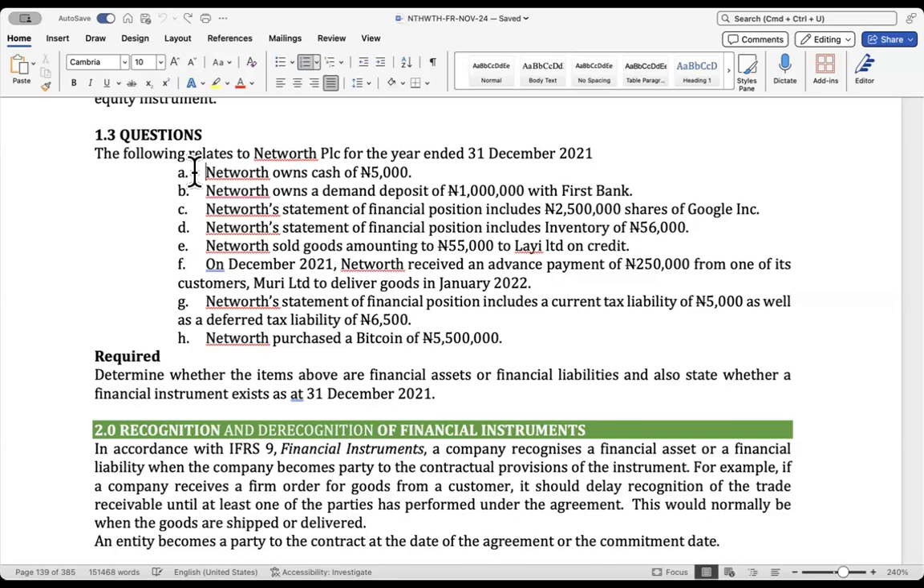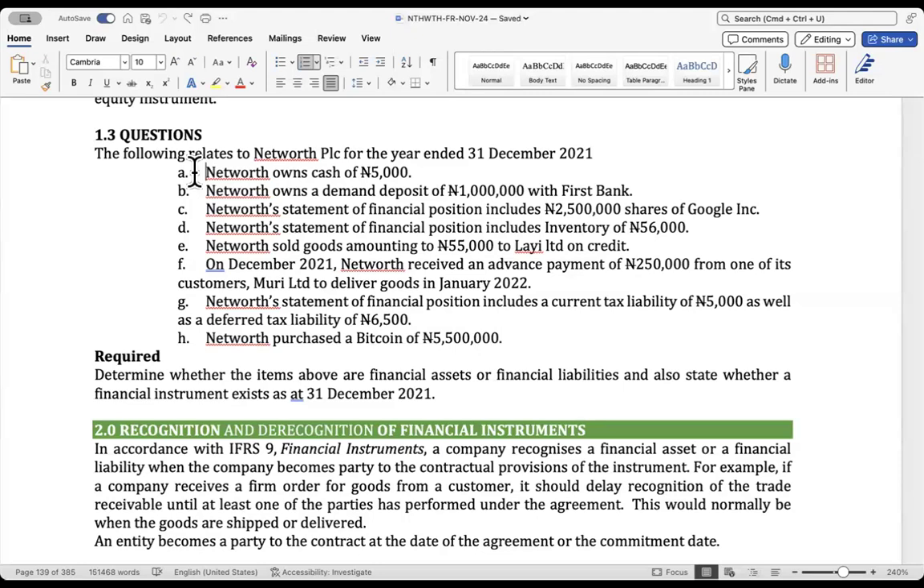The net worth owns cash of 5,000. That's a financial asset. Okay, that's correct. So is there a financial instrument? Does a financial instrument exist here? Yes, it does. It does exist. Okay, you know that for a financial instrument to exist, one party must have financial asset. Another party must have either liability or equity. We have identified that net worth has a financial asset. Is there any other party that has liability or equity here? No.